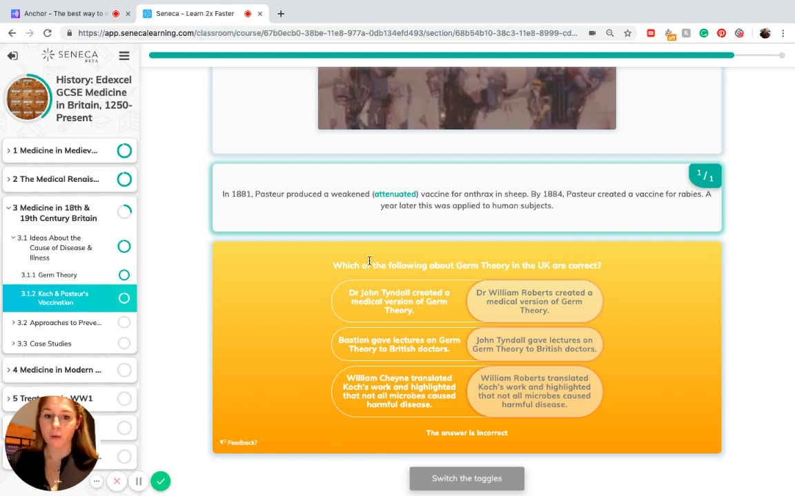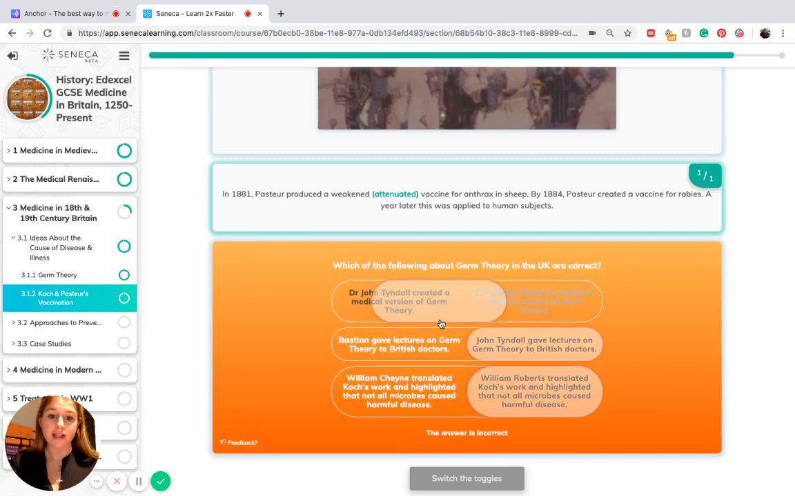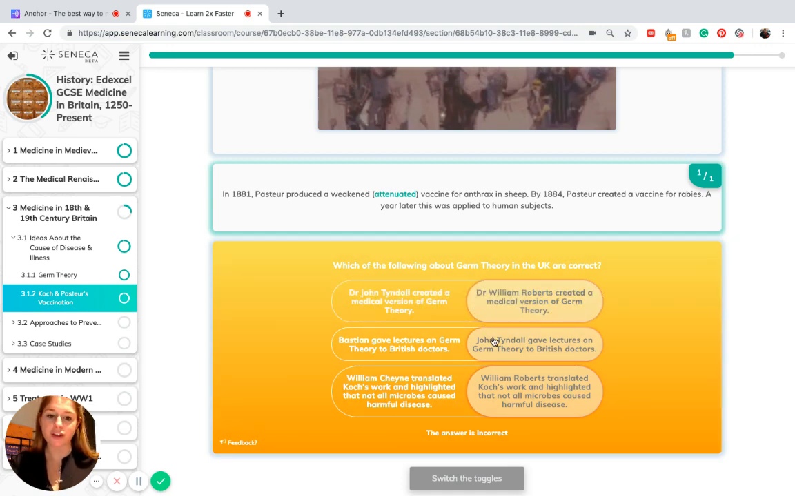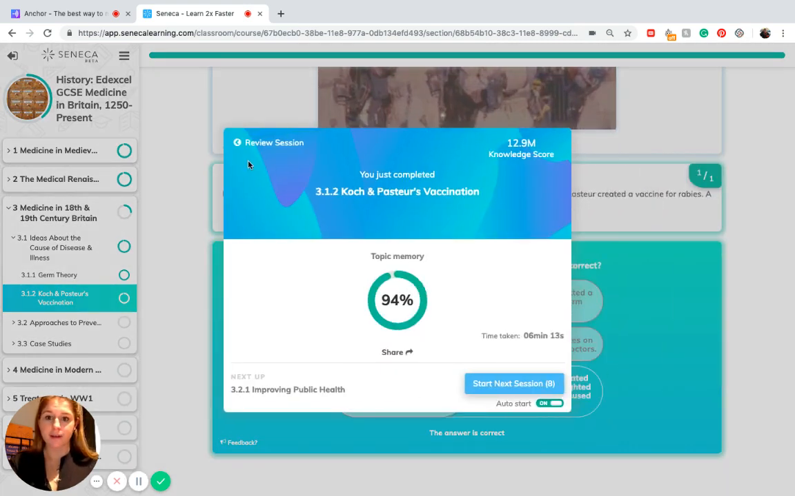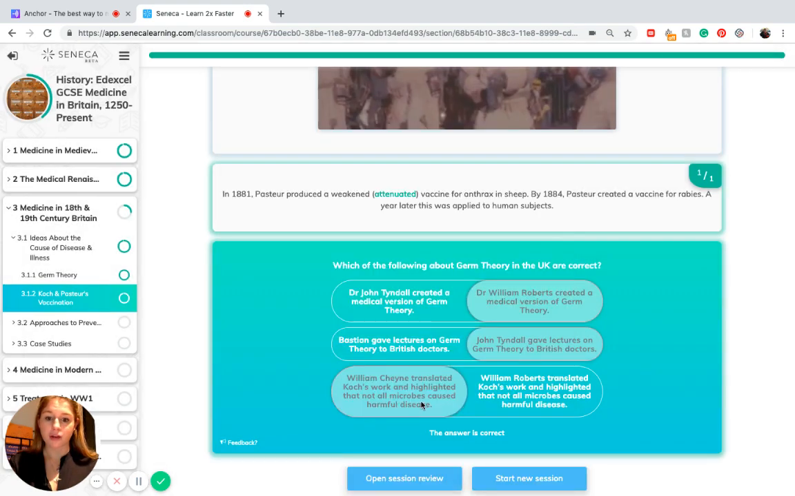So just to recap on what we've learned about germ theory in the UK, we know that Dr. William Roberts created a medical version of germ theory. We know that John Tyndall gave lectures on germ theory to British doctors, and that William Cheyne translated Koch's work and highlighted that not all microbes caused harmful disease.